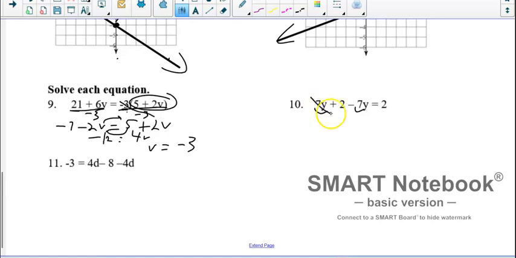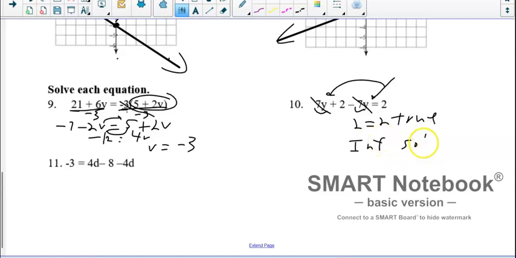When I do, I get 7y minus 7y being 0, and I end up with simply 2 equals 2. This is a true statement. If it's a true statement, that means any number I plug in here and here will make a true statement, which means I have infinite solutions or all real numbers. You can write it either way, or you can literally write out all real numbers.